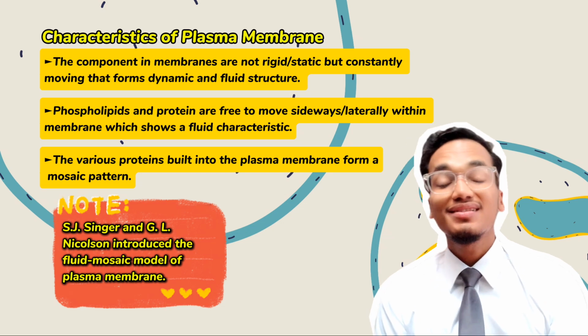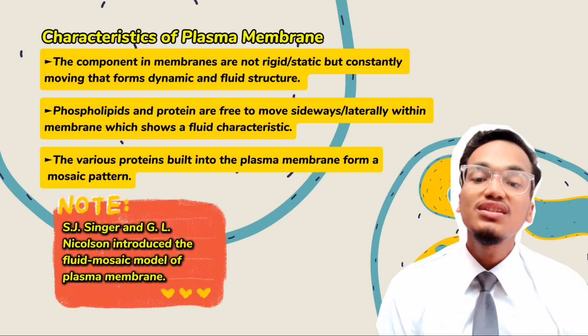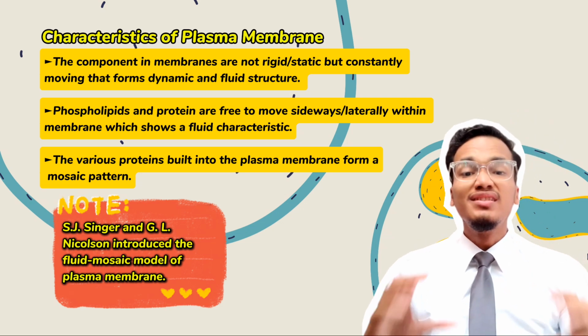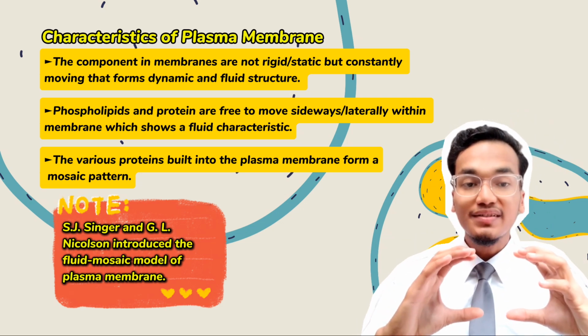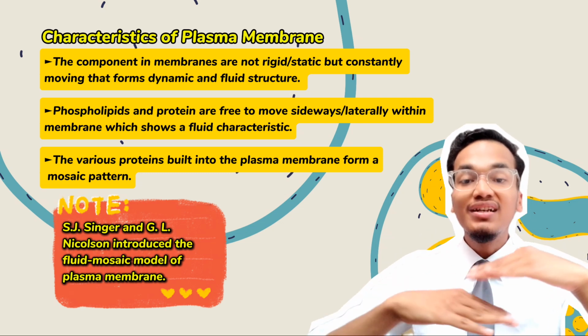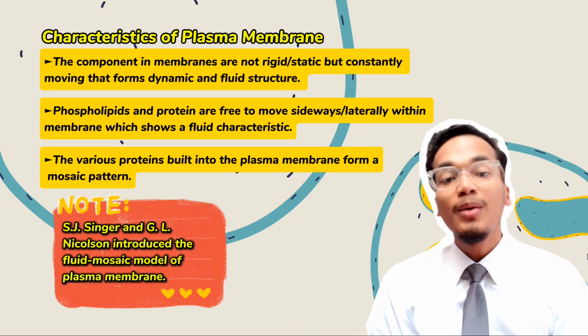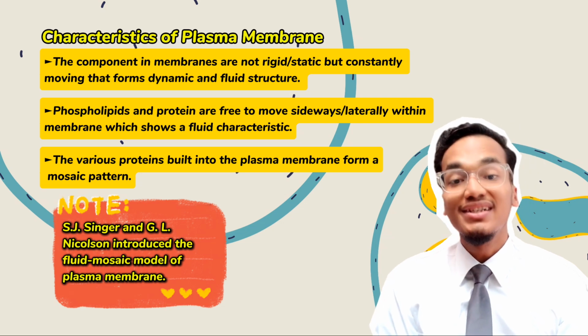The third characteristic of the plasma membrane is its dynamic and fluid structure. The plasma membrane isn't rigid or static in place. Instead, its components are constantly moving, creating a dynamic and fluid structure. The fluidity is crucial for the membrane's flexibility and also functionality.